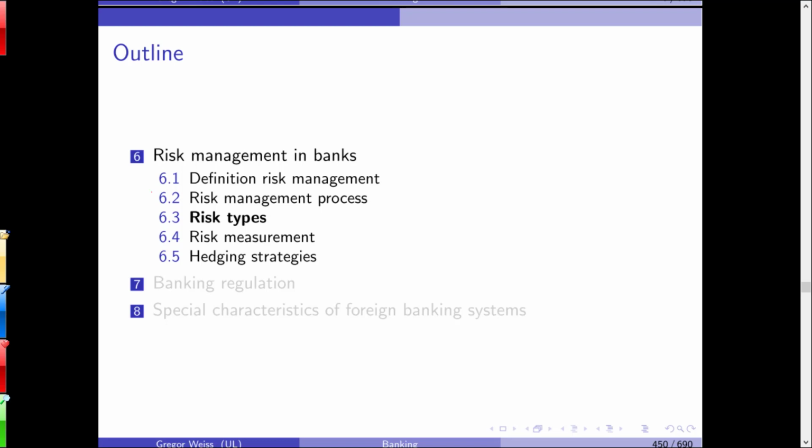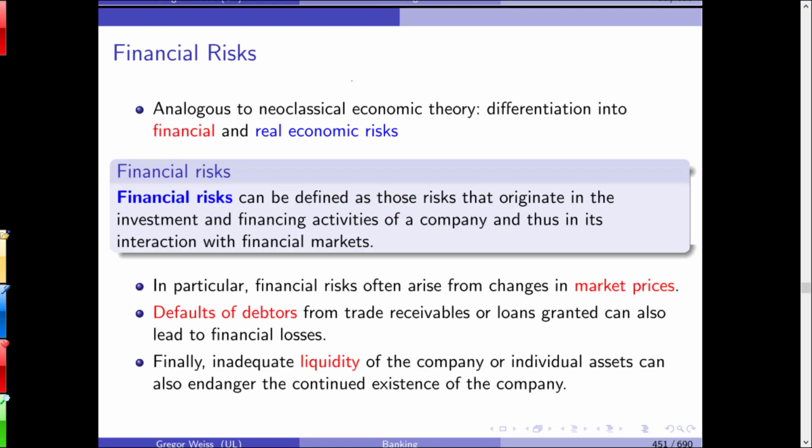We stopped here at point 6.3 in our outline, right before the discussion of the different risk types. Here I want to show you and discuss with you some basic elementary risk types that can be found in almost all industrial firms, but particularly, of course, in financial institutions and in banks. We only look at financial risks here.